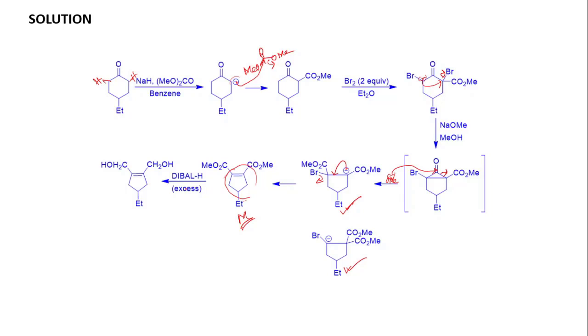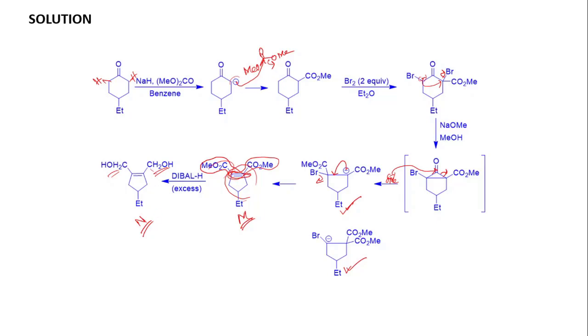Now M is treated with an excess amount of DIBAL-H. So as we mentioned, DIBAL-H can reduce alpha beta unsaturated ester to the corresponding allylic alcohol. Now if we look at this system, this is an alpha beta unsaturated ester moiety, and also this is an alpha beta unsaturated ester moiety. So both the ester groups would be converted to the corresponding alcohol functional group. So this is the structure of N.